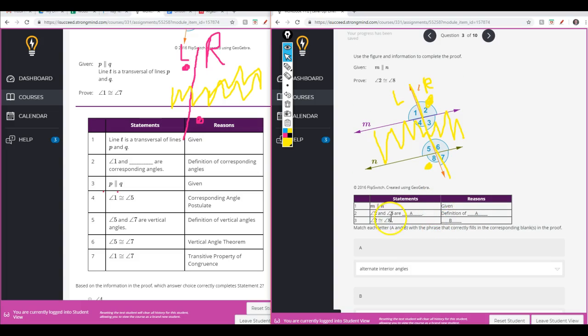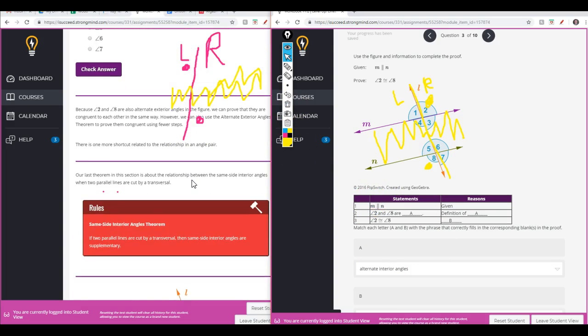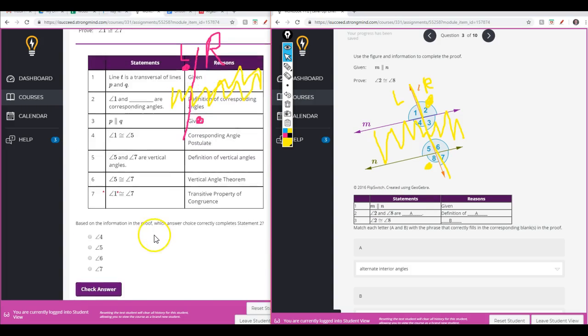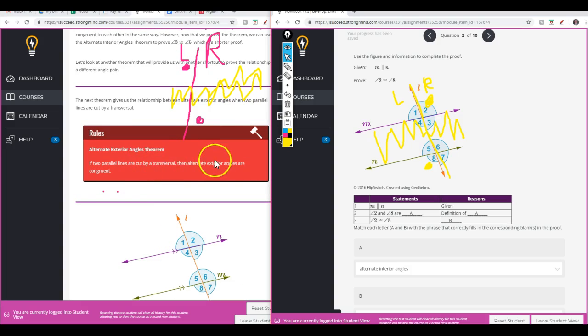And then they just actually jumped to angle 2 is congruent to angle 8, and I'm noticing that this example doesn't have that jump. So then I'm going to just think to myself, okay, there is a theorem in here. It would be in a red box that says right there, if two parallel lines are cut by a transversal, then alternate exterior angles are congruent. That is the theorem right there.